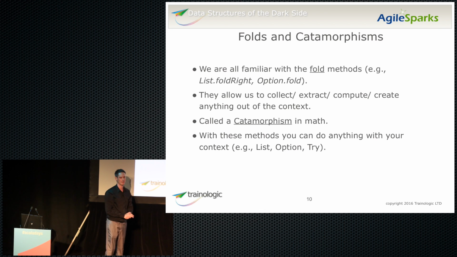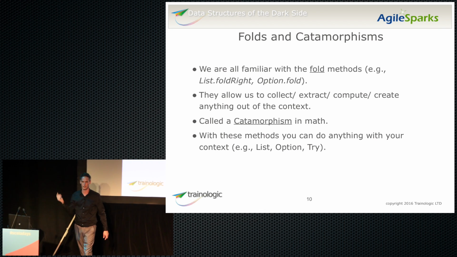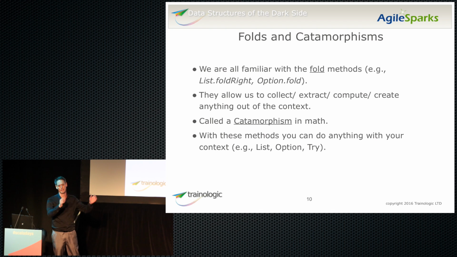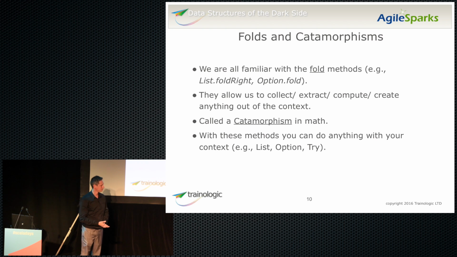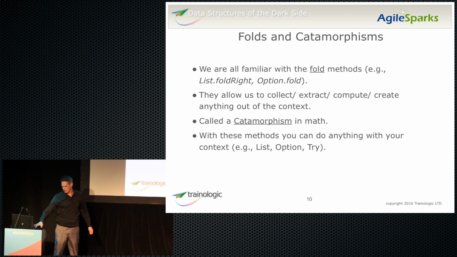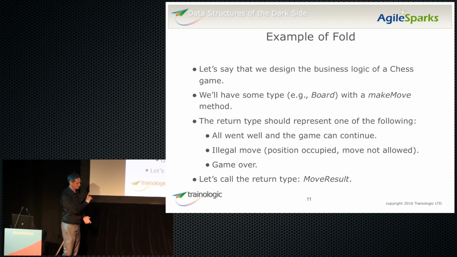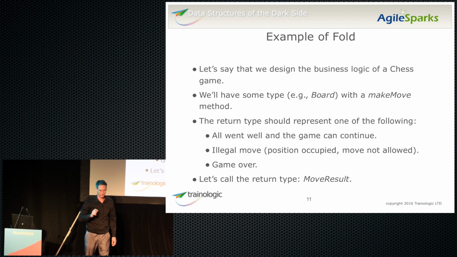It's called a catamorphism in math. Kata, like going downwards. I'm taking my context, my option, my list, my try, my either, and then I create something out of it, an int, a string, an option, or something like that. And actually, before that, another example, you can create your own folds. What do I mean by that?